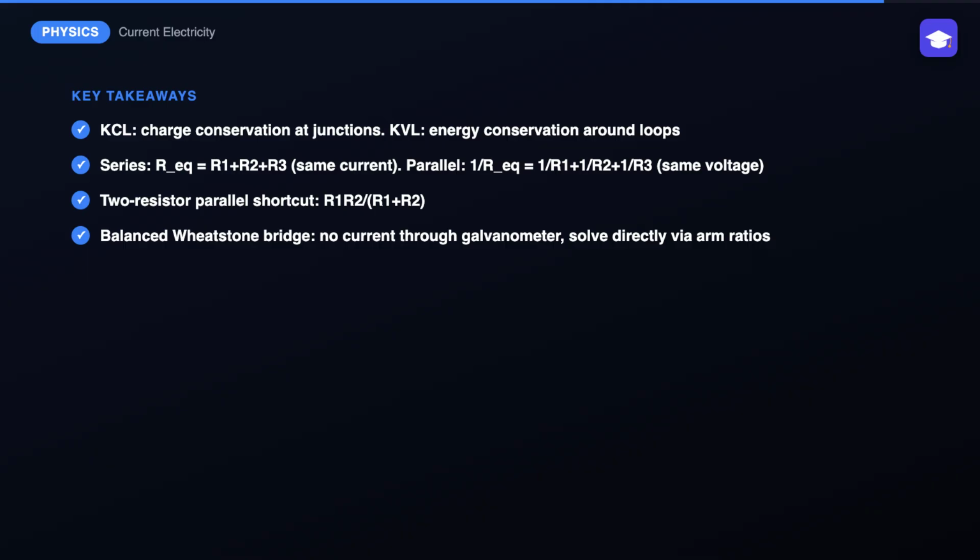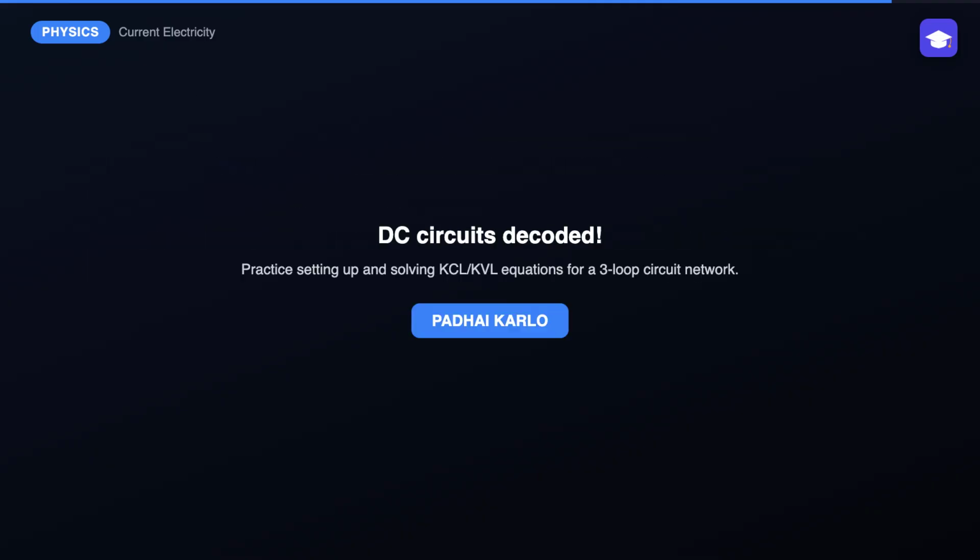And keep your current and voltage sign conventions sharp. They're the foundation for every circuit problem in this chapter.